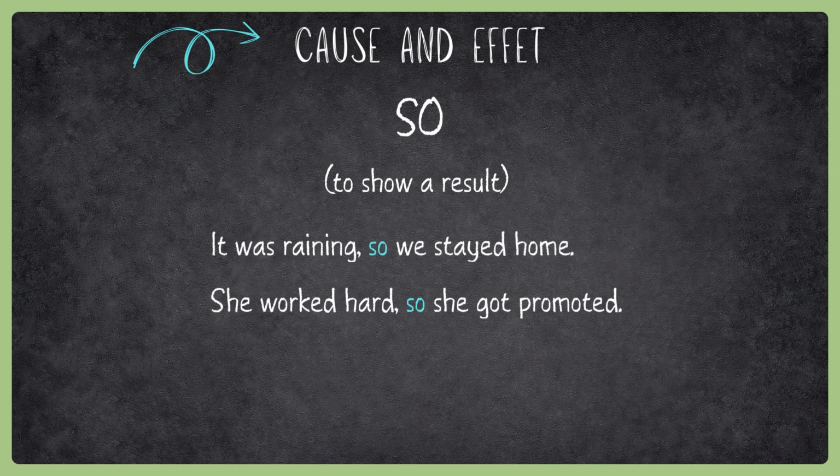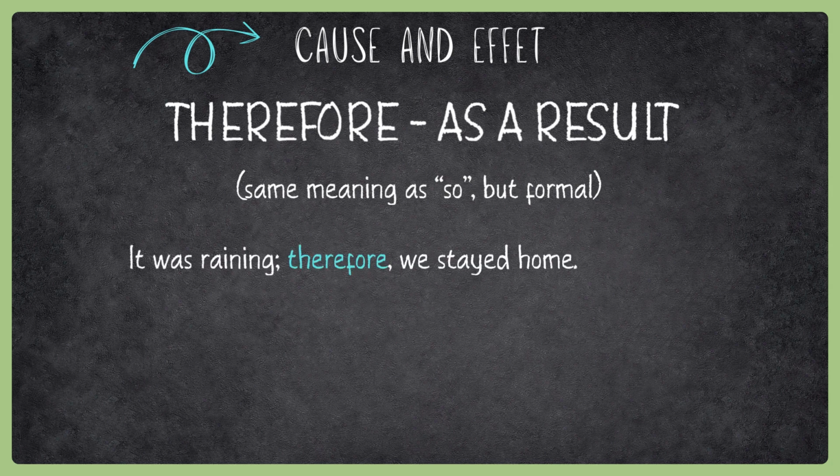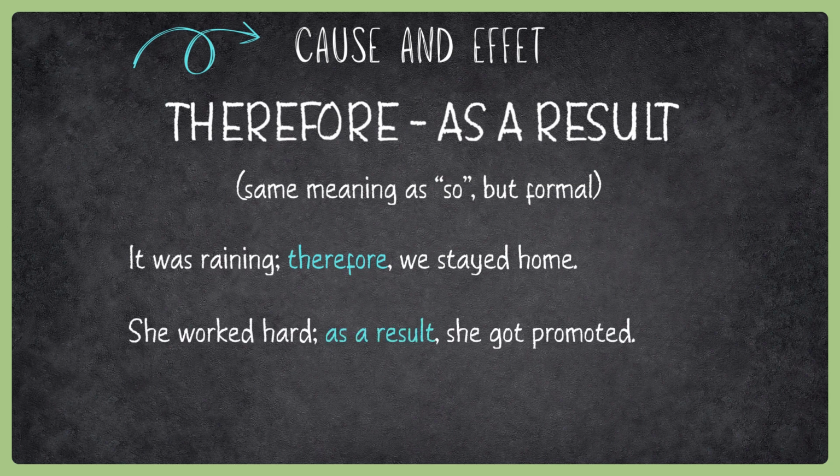If you need something a bit more formal, there are other options. Therefore, and as a result. Both of these mean the same as so, but they're used more in writing, presentations, or formal speech. It was raining. Therefore, we stayed home. She worked hard. As a result, she got promoted.